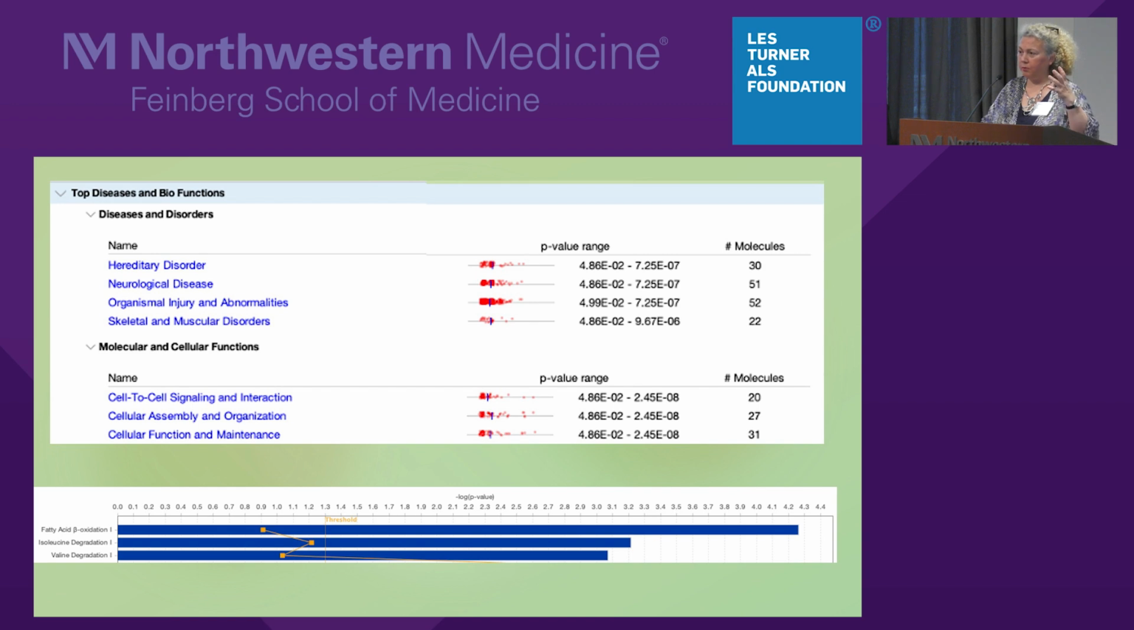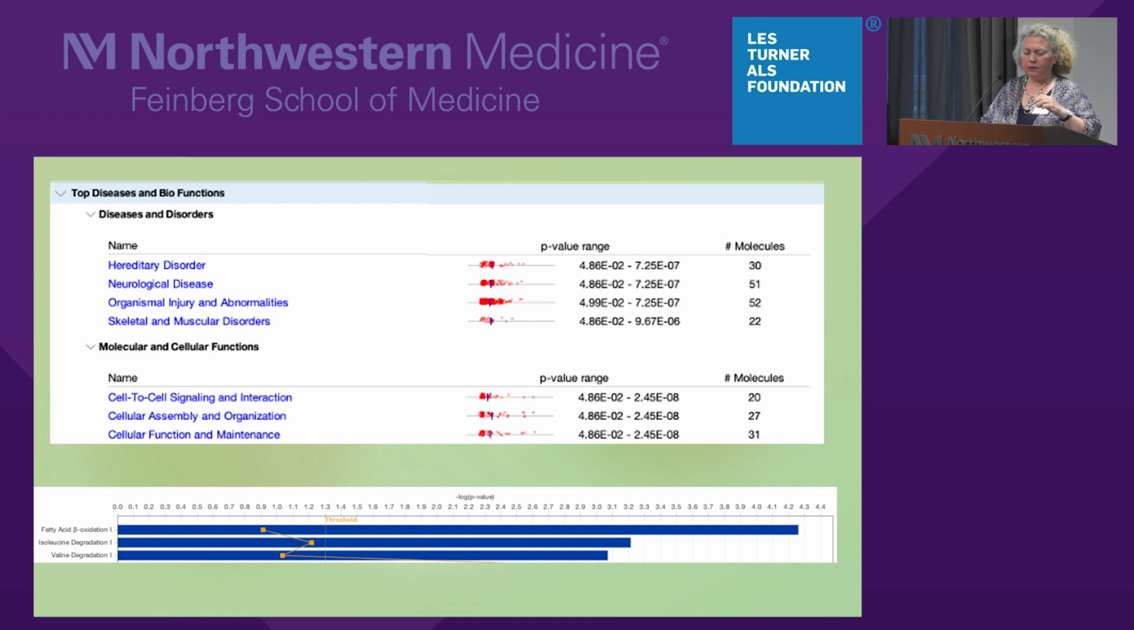related to organismal injury and abnormalities, like these are the structures that I told you about, like mitochondria, ER, and then said these must be genes related to skeletal and muscular disorders. And imagine, the computer does not really know what genes I'm giving, right? And then it says there's cellular assembly and organization, cellular function and maintenance, right on spot. Then we said, okay, show me the canonical pathways, the top ones, what's happening?